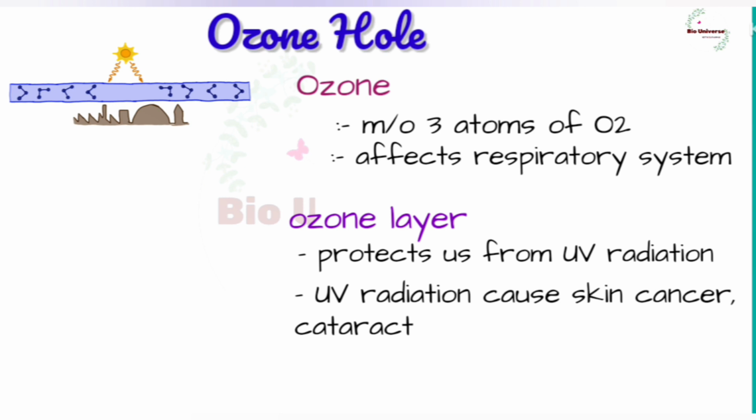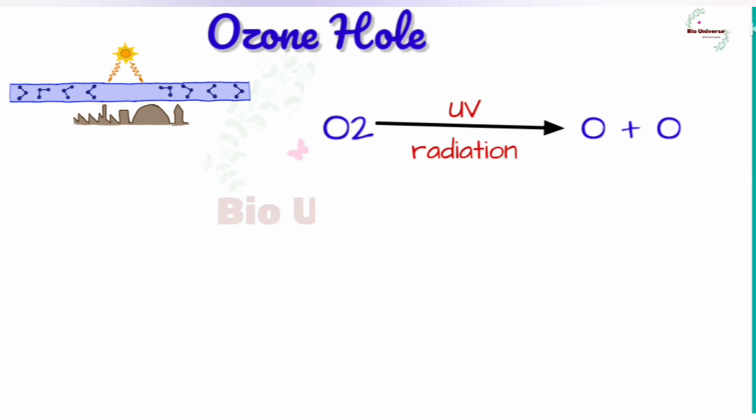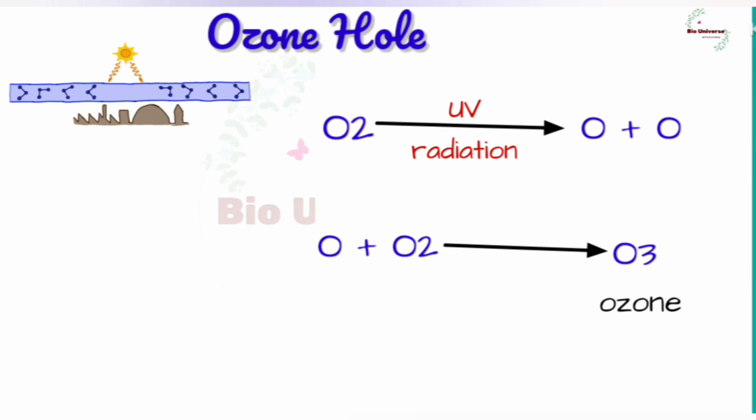It also affects plants. Ozone is formed at the higher levels of the atmosphere. When ultraviolet radiation falls on an oxygen molecule, the high energy of UV radiation splits molecular oxygen into free oxygen atoms. These atoms then combine with the molecular oxygen to form ozone.